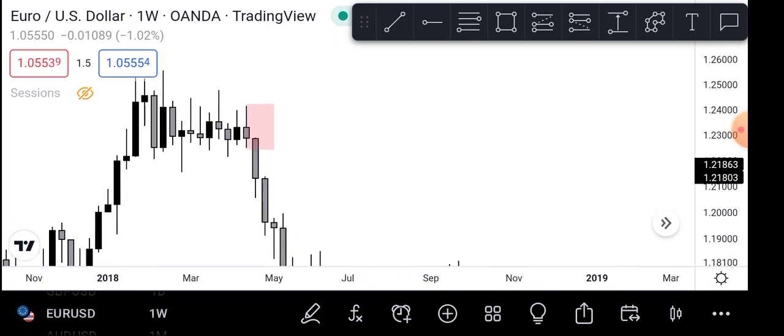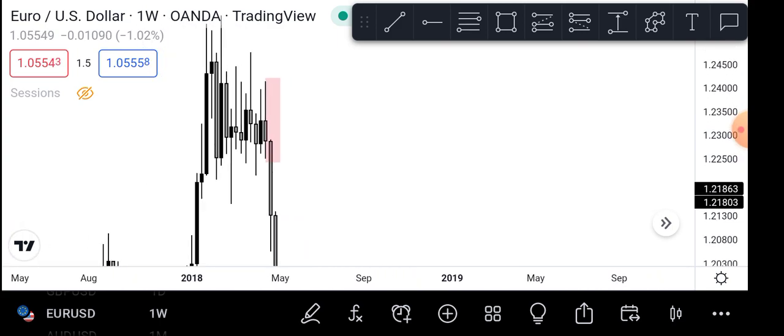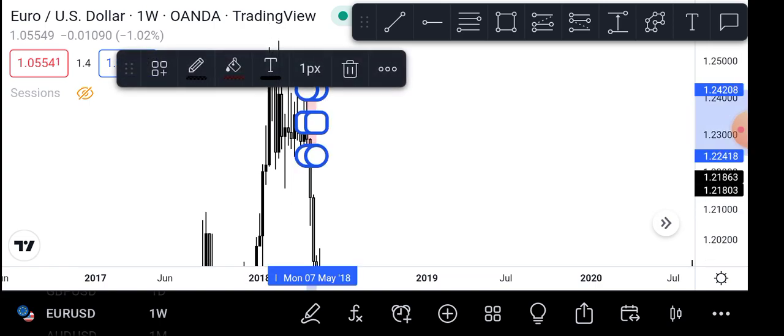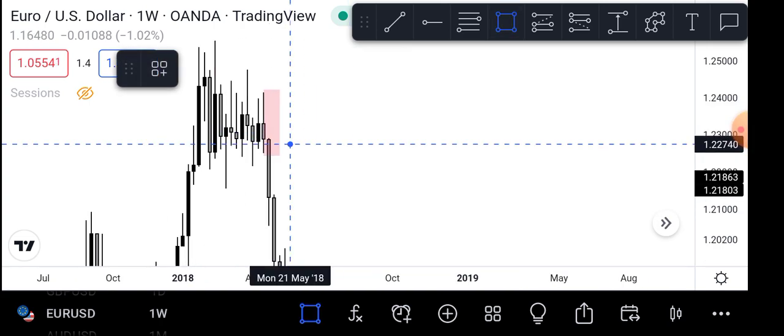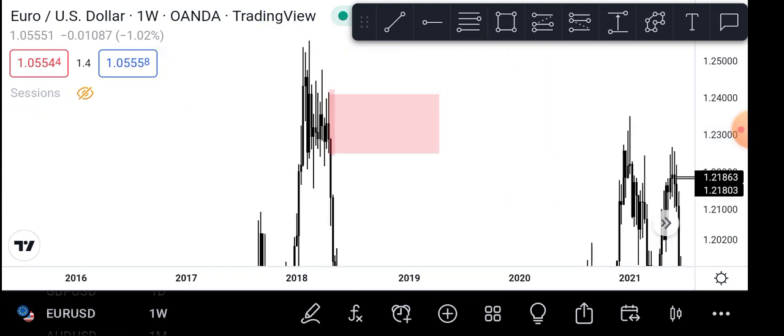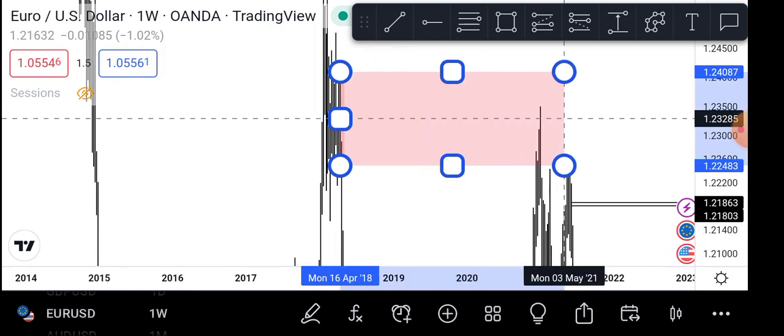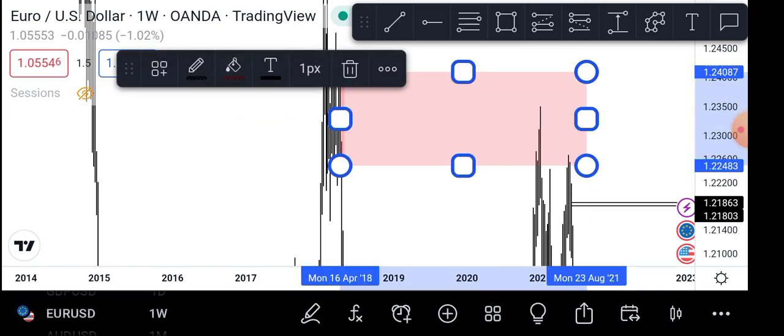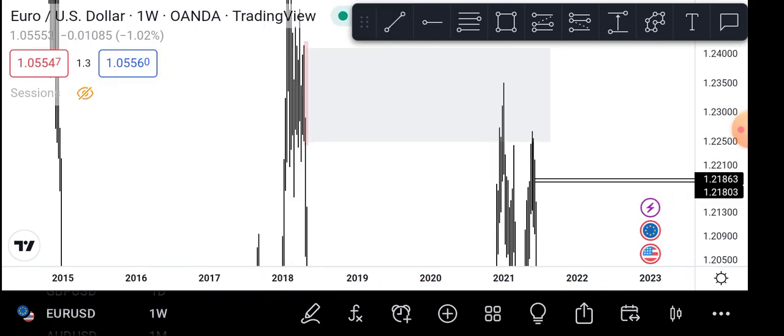So that will be your foundation, because you can see this is the weekly time frame. That will be your foundation. So if you check, you will see that price came back to that spot and reacted from there.